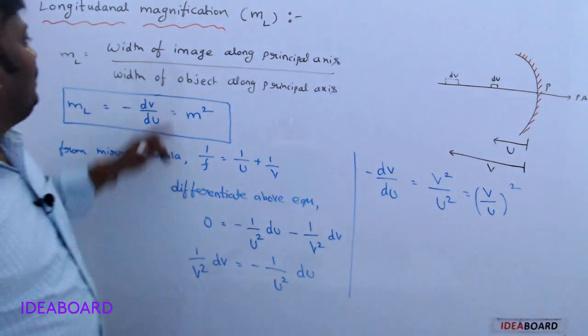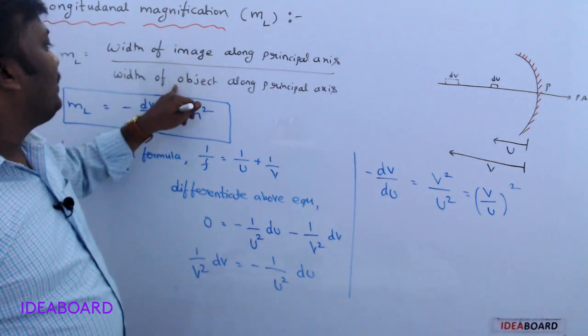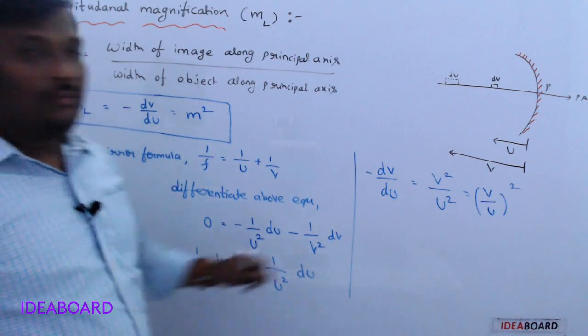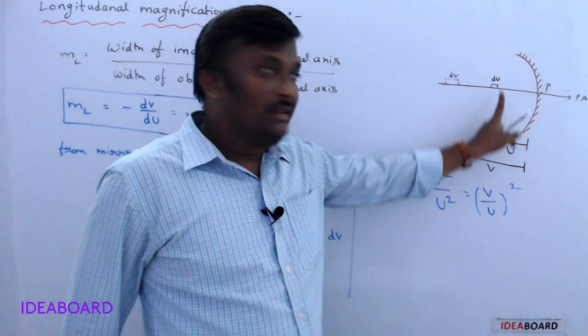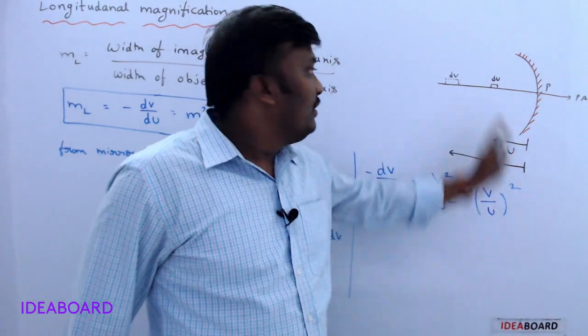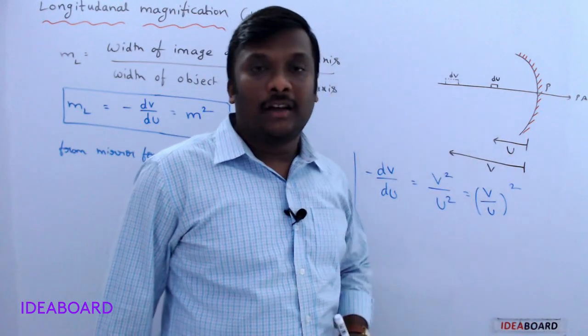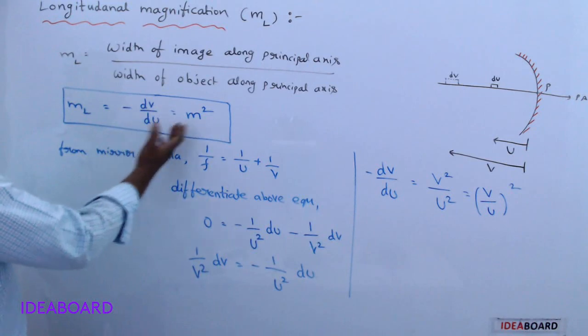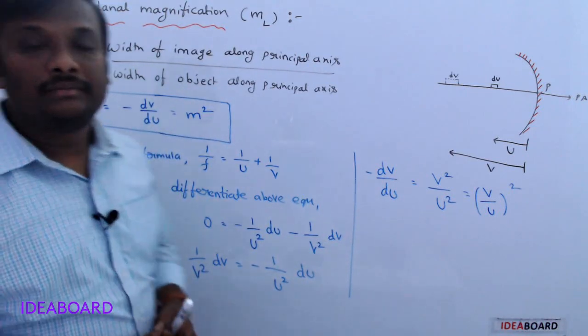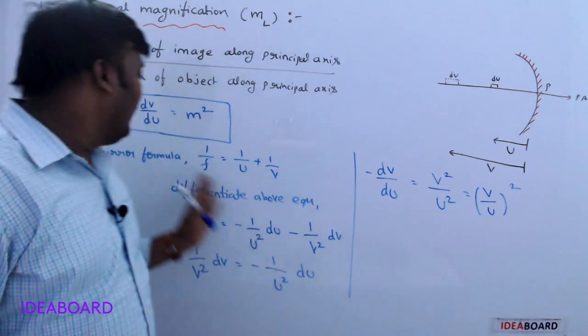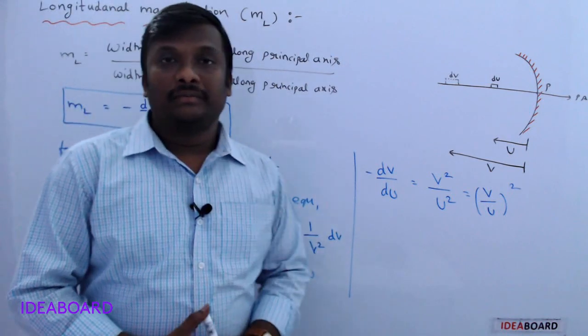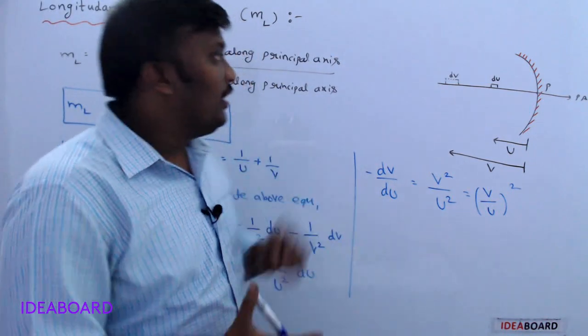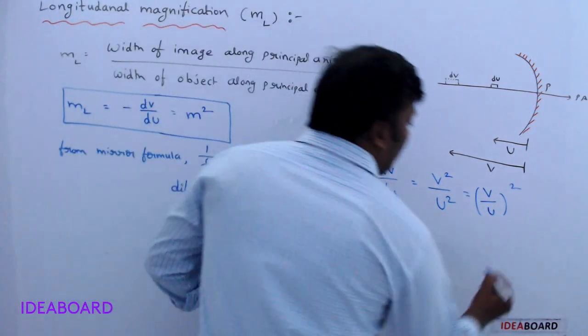So in this case, what did we learn? Width of the image by width of the object is nothing but ML. We take a small object at a distance of u, small image at a distance of v. Then ML is equal to minus dv by du, nothing but m square, by applying the mirror equation. Is it clear?